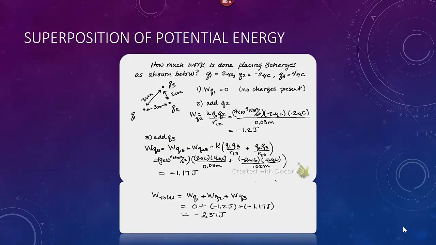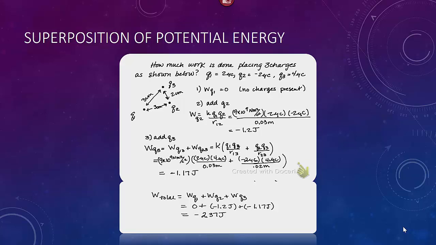And so here's a little problem. You kind of do it in multiple steps. We're going to find out how much work is done when you're placing three charges into a triangle. So we start off with Q1, and it's placed. There aren't any charges present, so there's no work done. You just put it there, it didn't require anything. Then you're going to add in Q2. We're going to have to find the work to get Q2 near Q1. So you use the equation kQ1Q2 over the distance between the two charges and end up with negative 1.2 joules. And then we have to add in Q3.